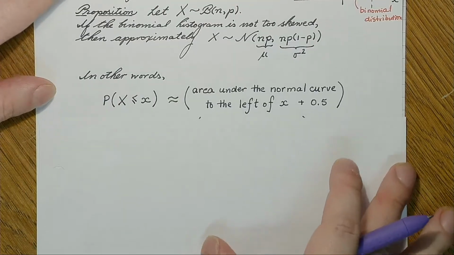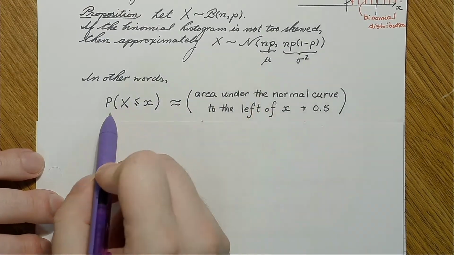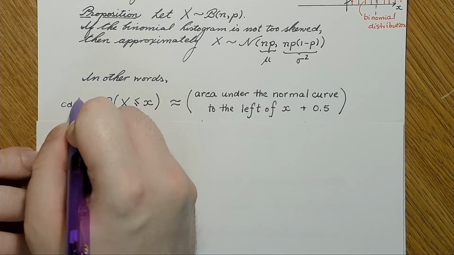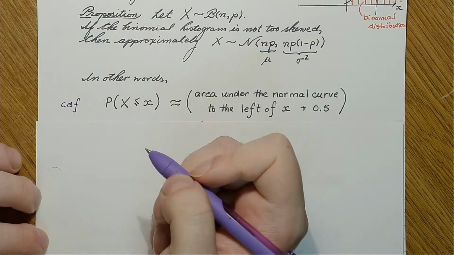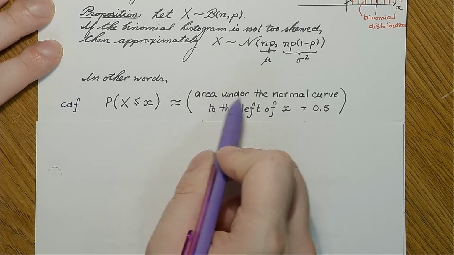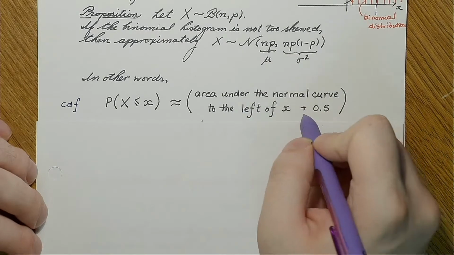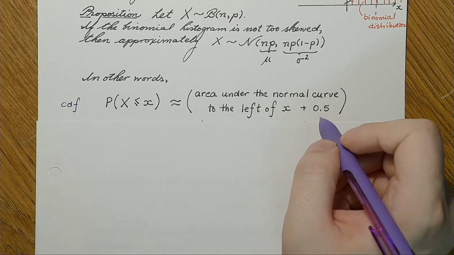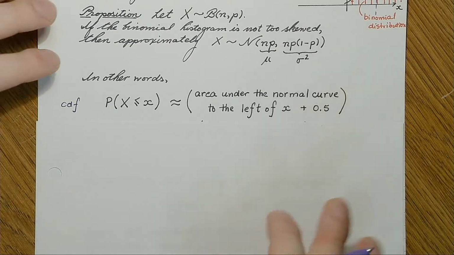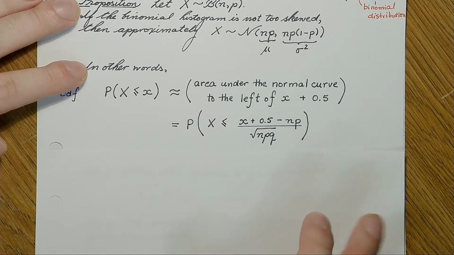So in other words, we can calculate the probability, the CDF, or the cumulative distribution function, that the area under the curve to the left of x plus 0.5. So we give a little bit of what's called a continuity correction. So just a little bit past x. So this is what we can have.